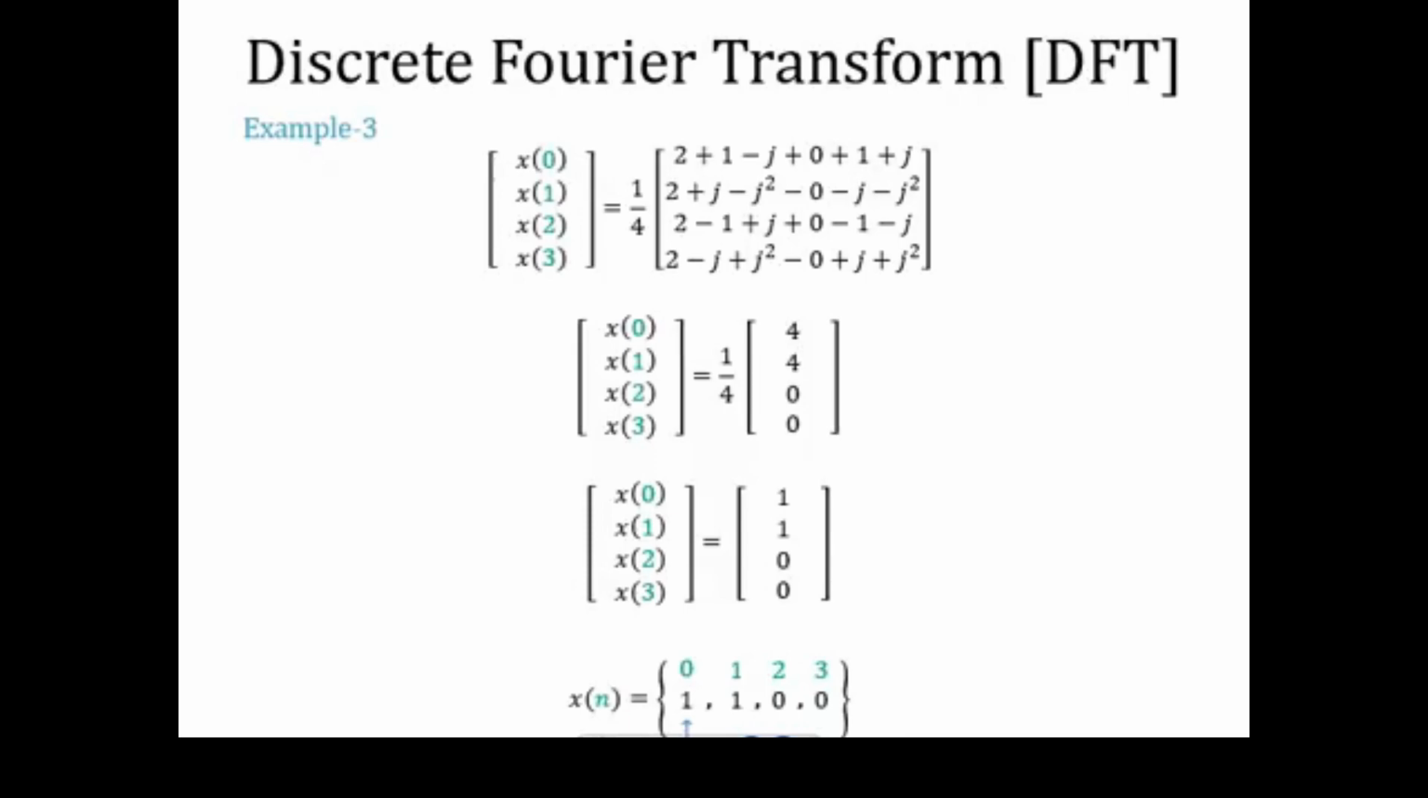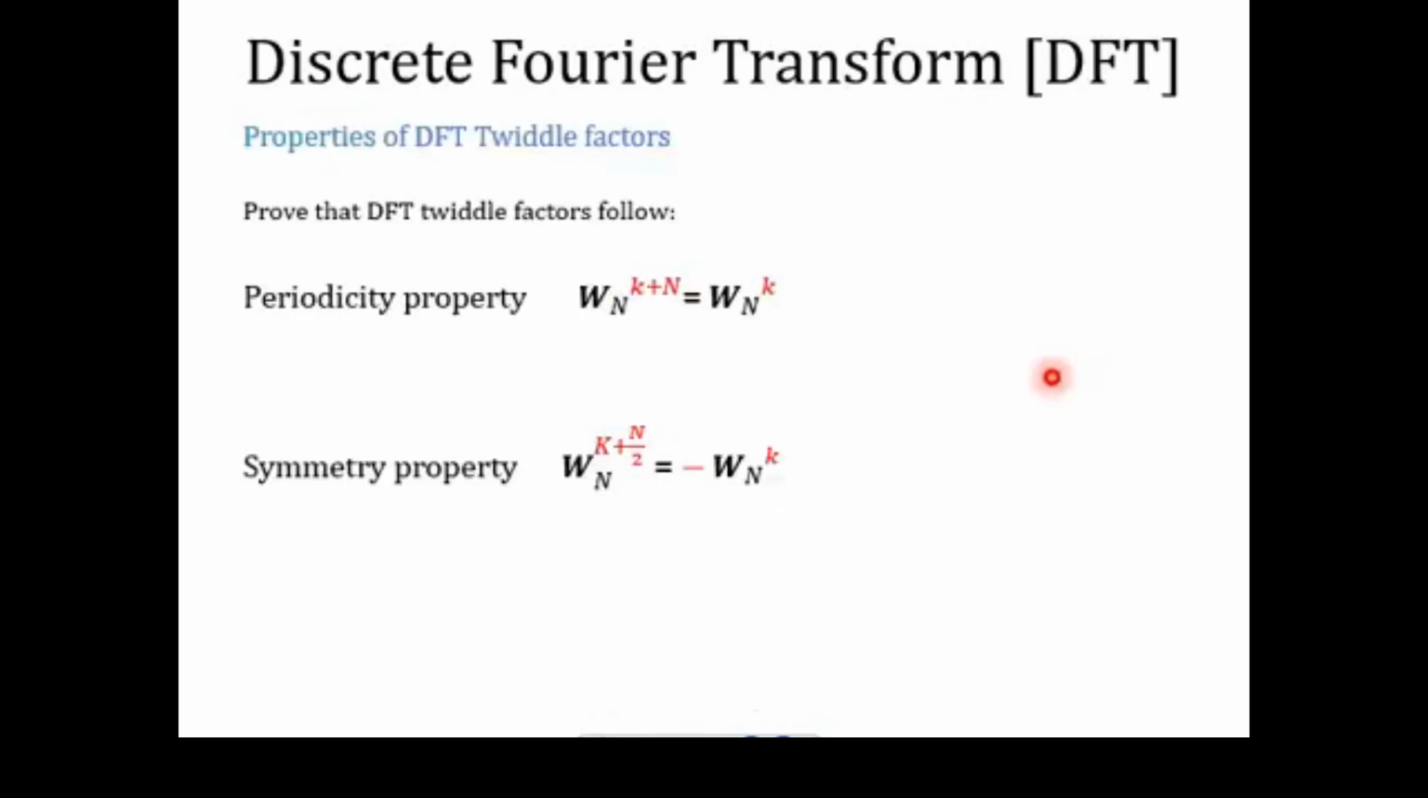WN matrix. Now let's conclude this lecture on two important properties of the DFT transformation factors, which are also called twiddle factors. The first property is the periodicity property, which states that W N to the power k plus N is equal to W N to the power k, which means after N number of samples, we will get the same twiddle factors. Or in other words, twiddle factors will repeat themselves, or the transformation factor values will repeat themselves after N number of samples, where N is representing the length of the DFT.